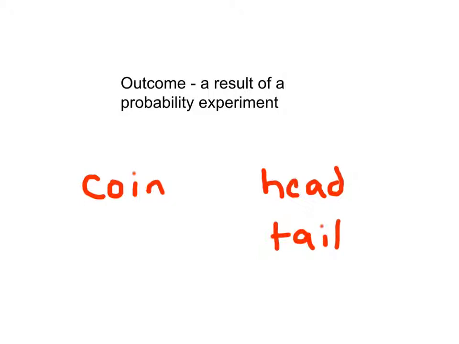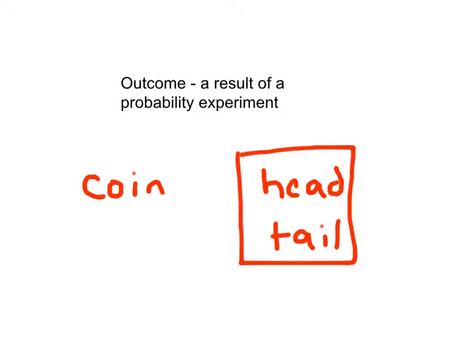An outcome is a result of a probability experiment. So again, when I flip that coin, my two possible outcomes are that it's either going to land on a head or it's going to land on a tail. And so those outcomes are either a head or a tail.